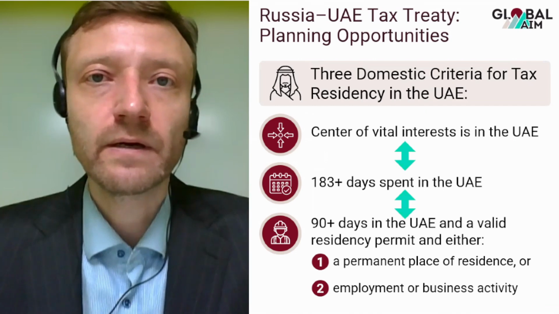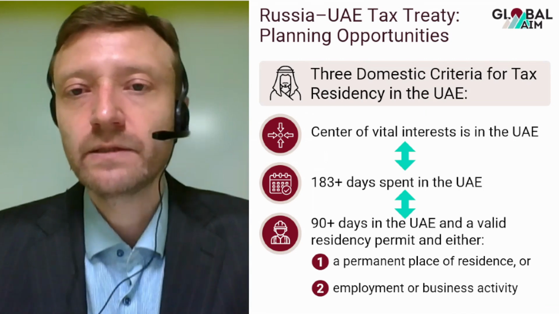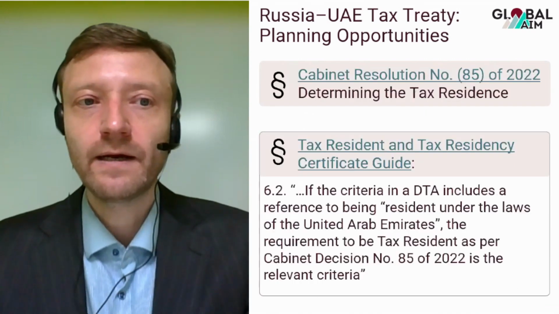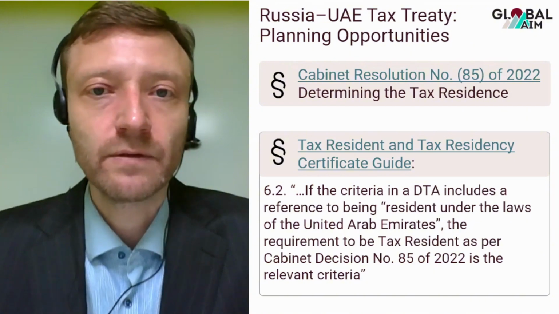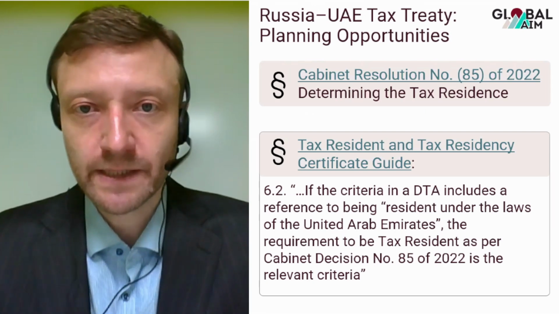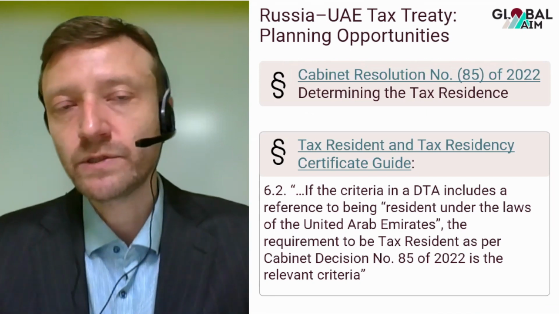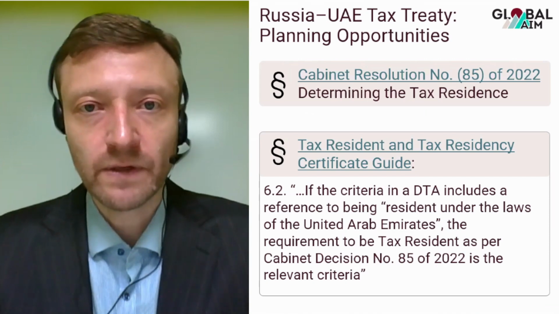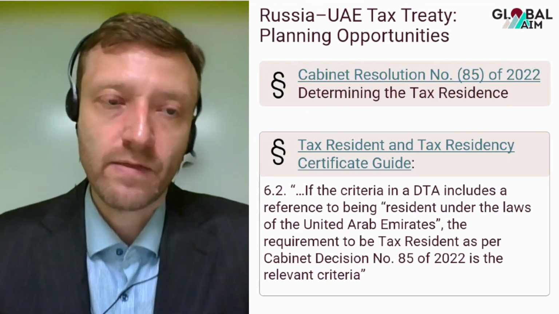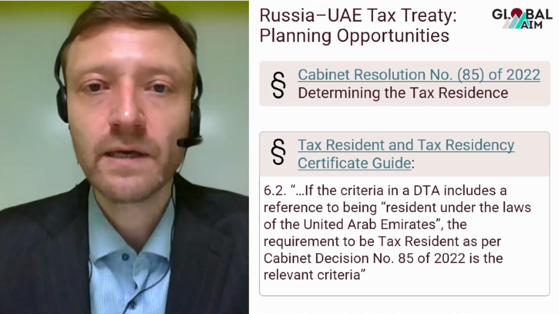And these three criteria are interchangeable. So any of these criteria can be met so that the individual is considered a tax resident in the United Arab Emirates. So here on this slide, there are references to local regulation in the United Arab Emirates, which basically says and reinforces what I've just said. For the double tax treaty, if a specific double tax treaty has a reference to the domestic law, then this specific cabinet resolution 85 of 2022 is used, and the three tax residency criteria shown on the previous slide are set out in Article 4 of this cabinet resolution.